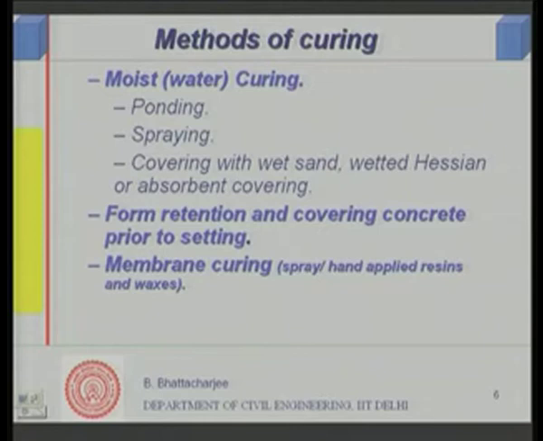It could be either spray or hand applied, that is through a brush, some sort of a coating, usually resins or waxes, which will prevent loss of moisture from the surfaces. These are actually chemicals or waxes or resins, as I said, applied onto the surface of the concrete to prevent evaporation loss. But remember, their temperature stability has to be seen. They should not melt away or peel off from the surfaces because of the effect of the temperature.